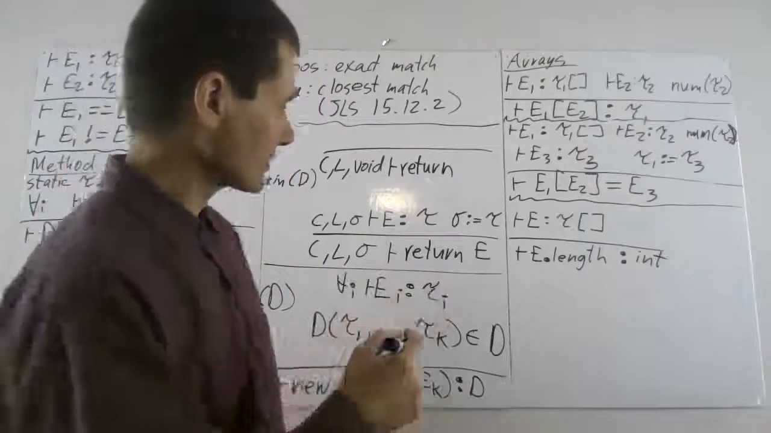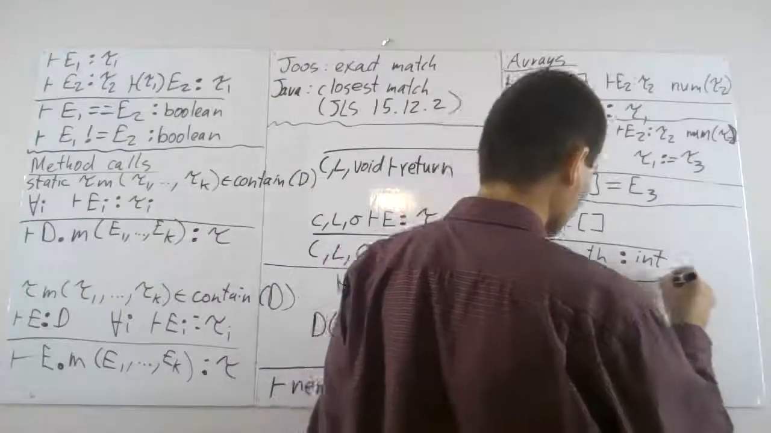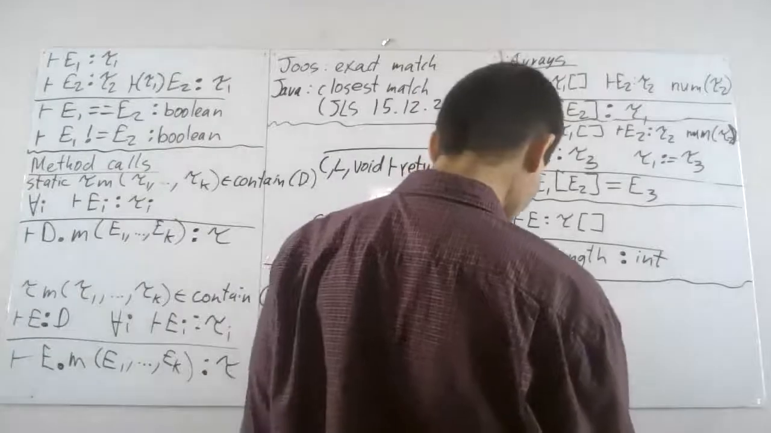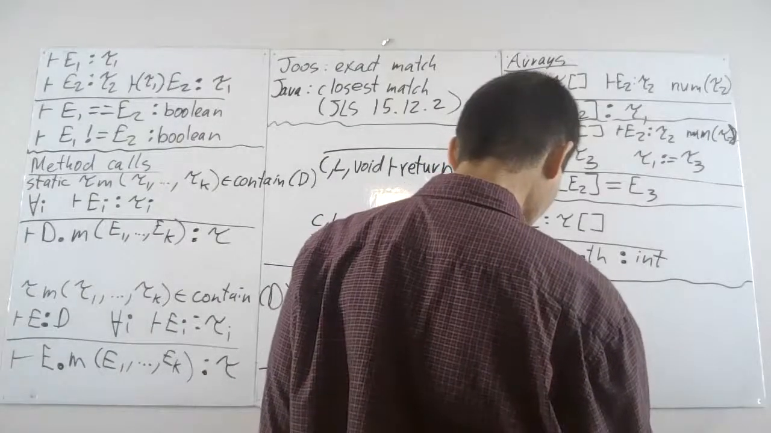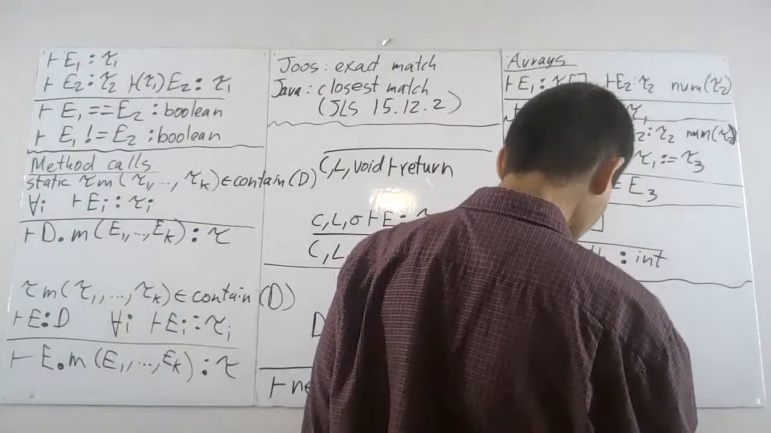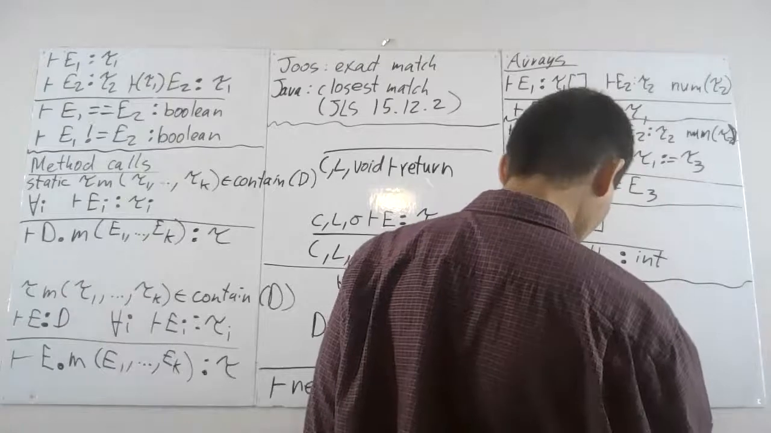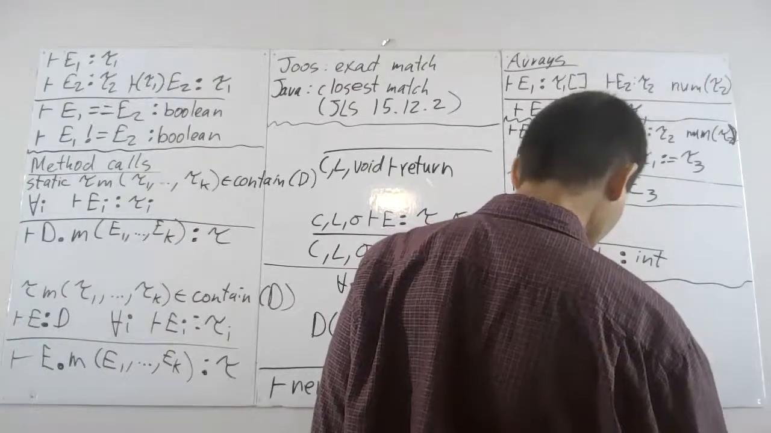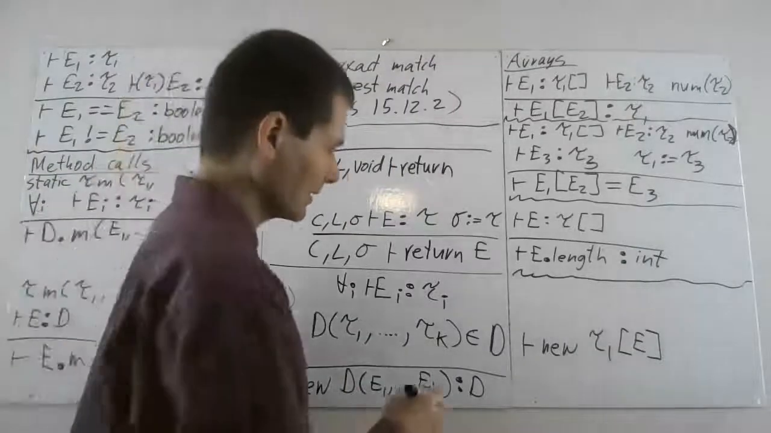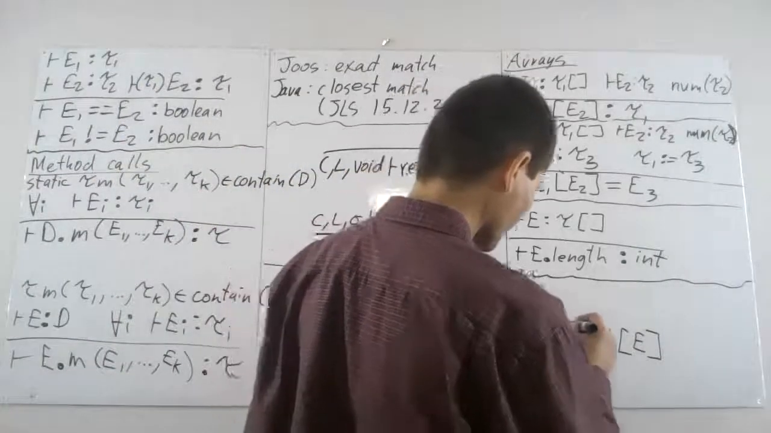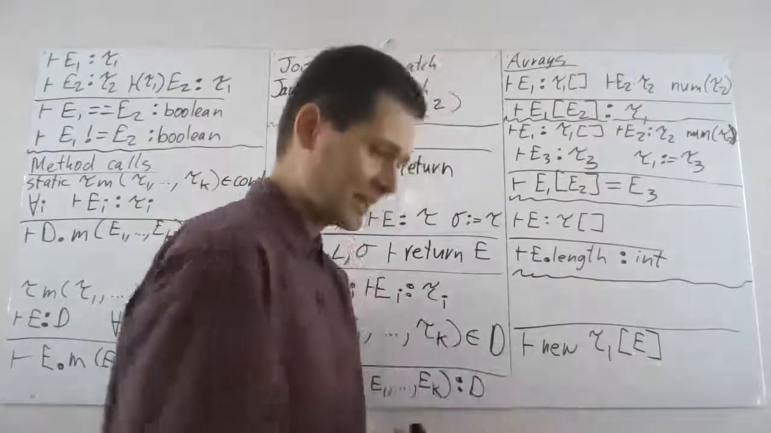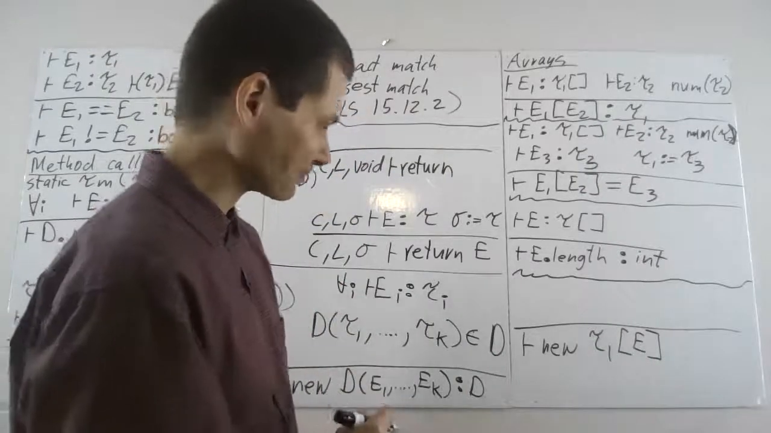And what else is there with arrays? Well, we want to be able to create arrays. The way that you create a new array is with the new operator, and you give a type, and then you give an expression to say how many elements you want in the array. And that will create a new array of tau1s with E many tau1s, right?